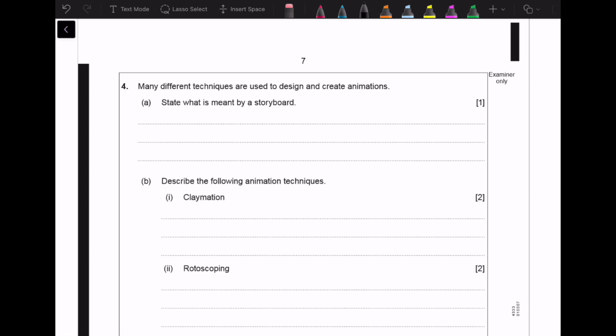4. Many different techniques are used to design and create animations. What is meant by a storyboard? Right, a storyboard's a frame-by-frame plan. And then I would say show in sequences or show in key elements.